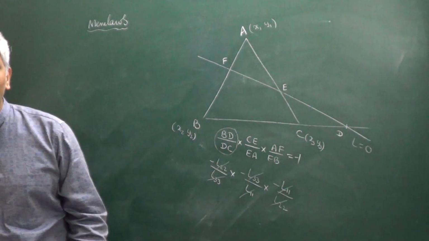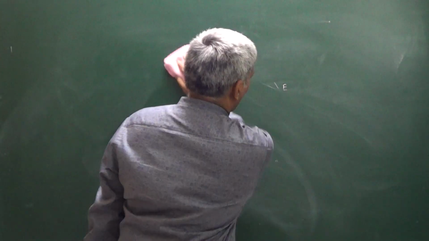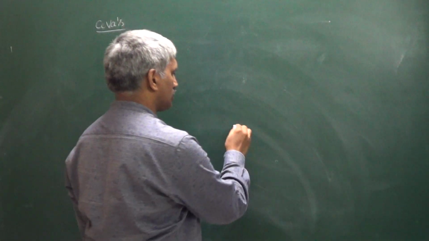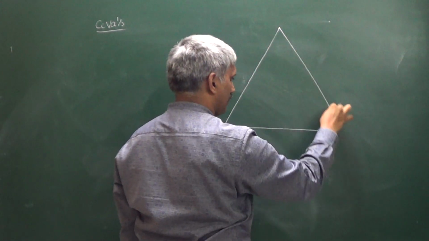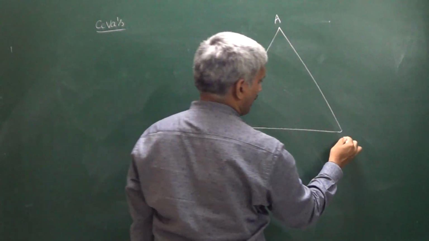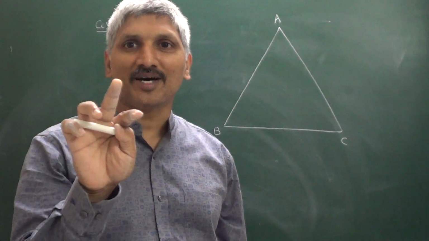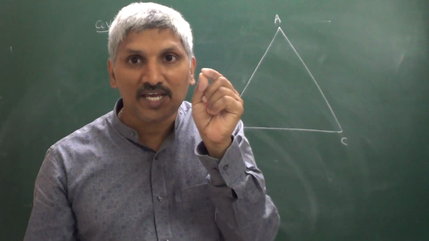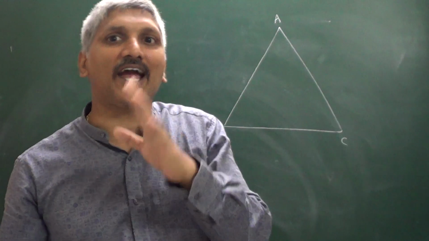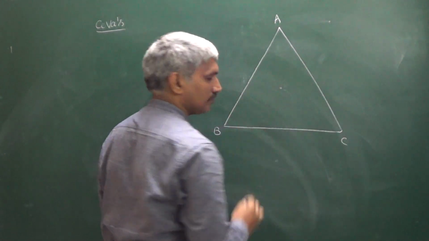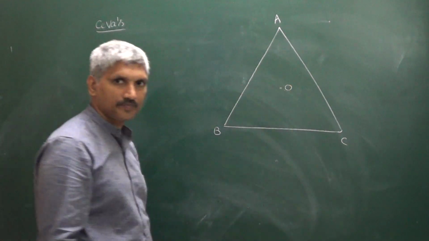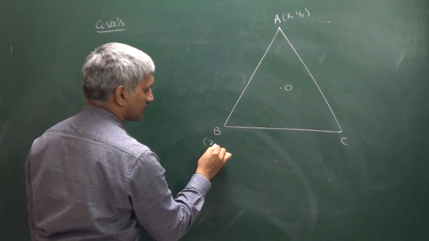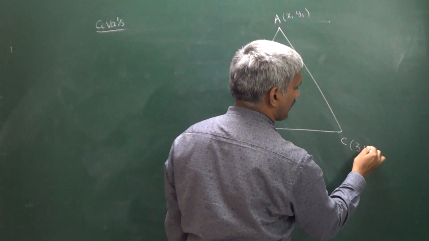Right? So another one we are going to discuss, that is Ceva's theorem. What is it saying? This is a triangle ABC. O is any point in the plane of the triangle ABC, not on the sides. So that's why I am taking the point here. That point is given as origin. Origin means, you know, 0, 0. Now this point is x1, y1. This point is x2, y2. And this point is x3, y3.